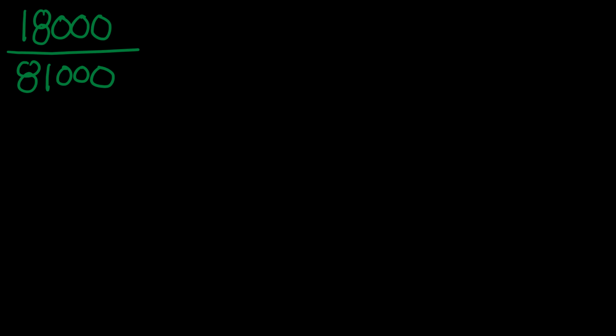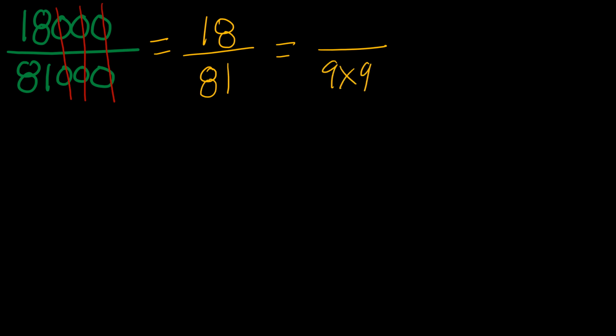So in this example, we have 18,000 divided by 81,000. Again, our zeros would cancel, and our fraction will simplify to 18 divided by 81. We can rewrite 81 as 9 times 9, and we can rewrite 18 as 9 times 2. Because I'm multiplying by 9 on top and on bottom, they'll cancel each other out, and I'll just be left with 2 9ths.